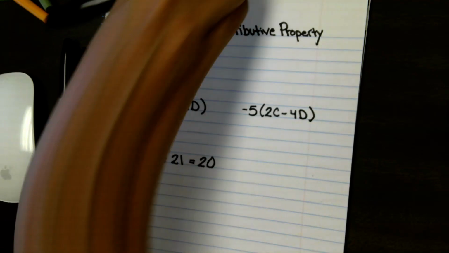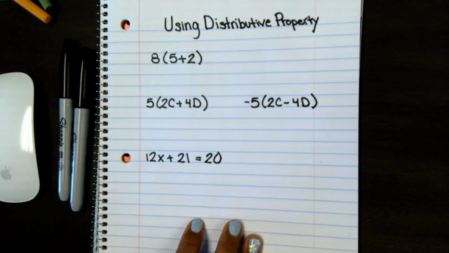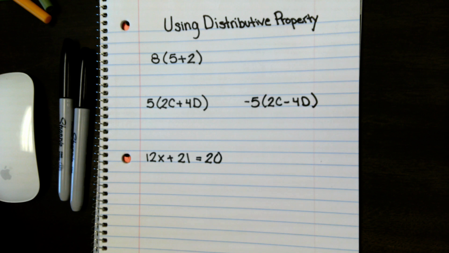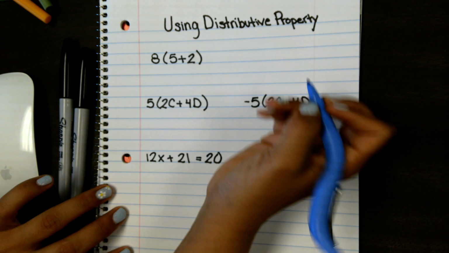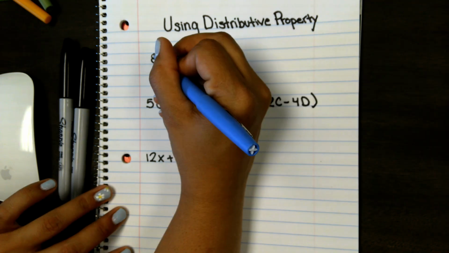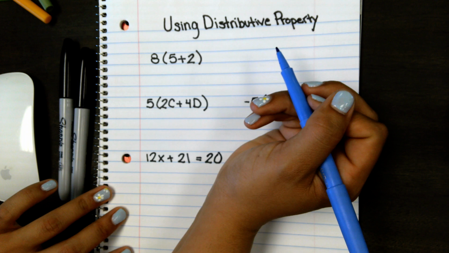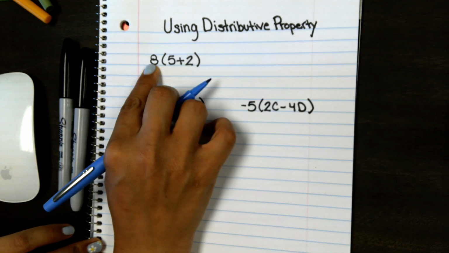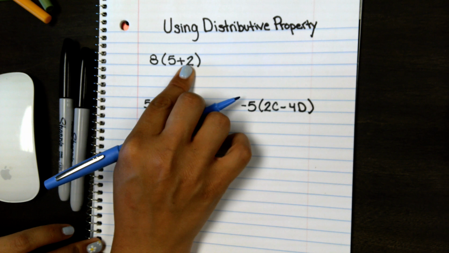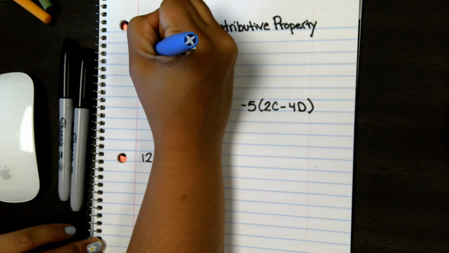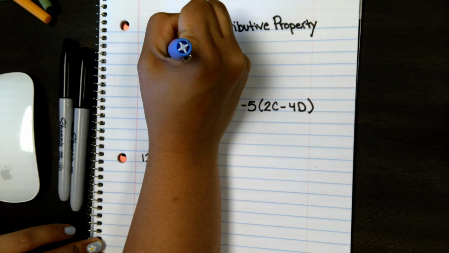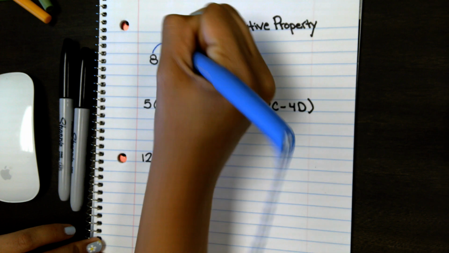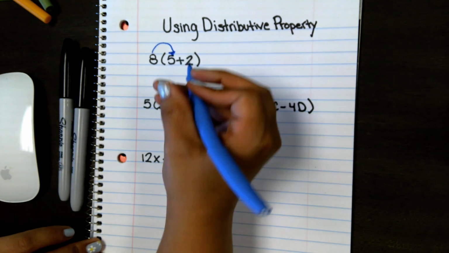Using the distributive property. You might have heard this called the rainbow method before, or not, but that's kind of a common thing. So here we have 8 times 5 plus 2. What I'm going to do is multiply 8 by each thing inside this parenthesis. So 8 times 5, maybe you can see why they call it the rainbow method now. It's like a little rainbow.